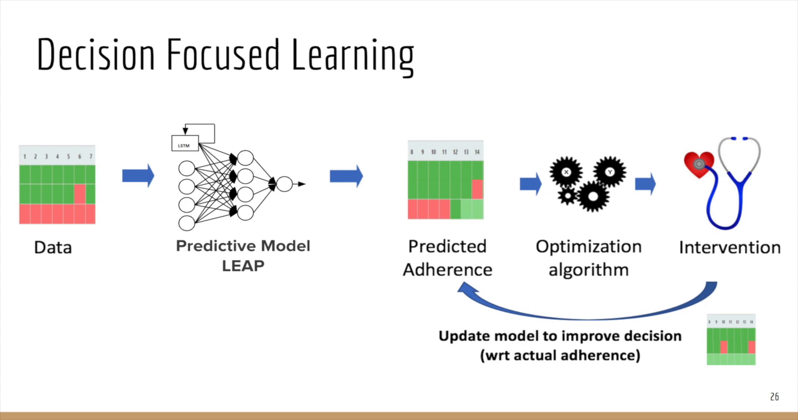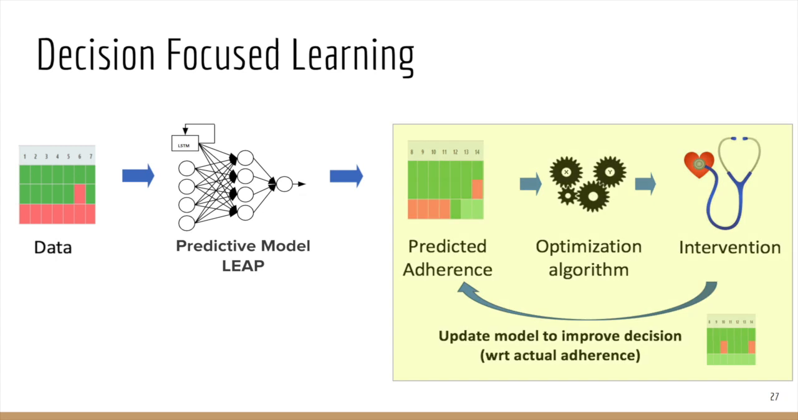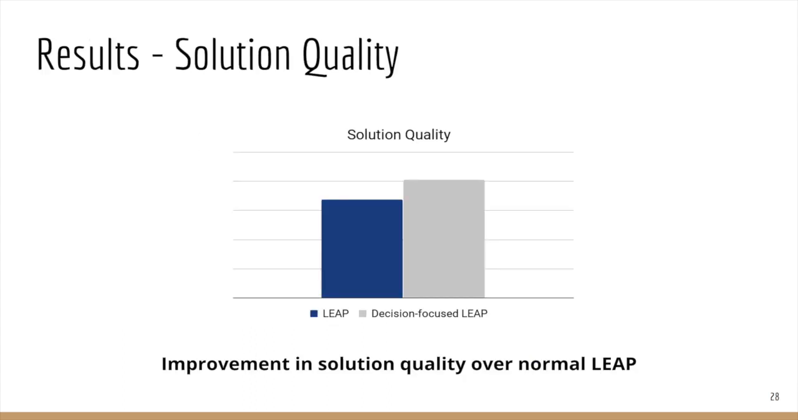We also introduce an application of decision-focused learning, which incorporates an optimization problem into the training loop of the model. Here, the optimization task is for health workers to choose a limited set of patients to visit daily, with the goal of intervening before the most missed doses. We show that by tuning our LEAP model with decision-focused learning, we can achieve even further improved decision quality.